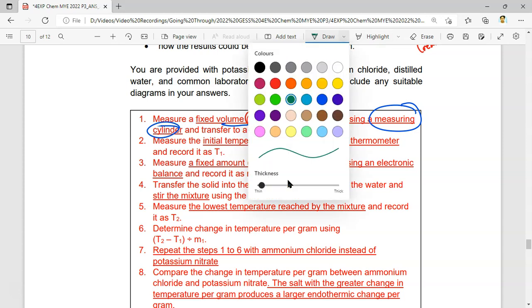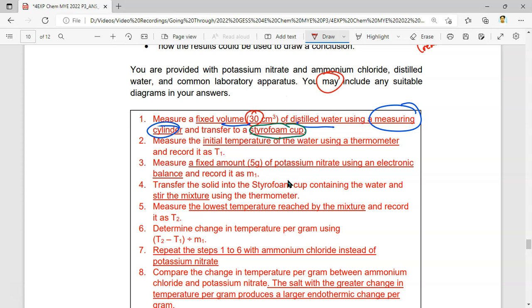Once I put the water in, then I measure the initial temperature. I record it as T1. Temperature, please take note, use a thermometer. If you just say measure temperature, then I ask you, use what? So record it using a thermometer, and then record it as T1.